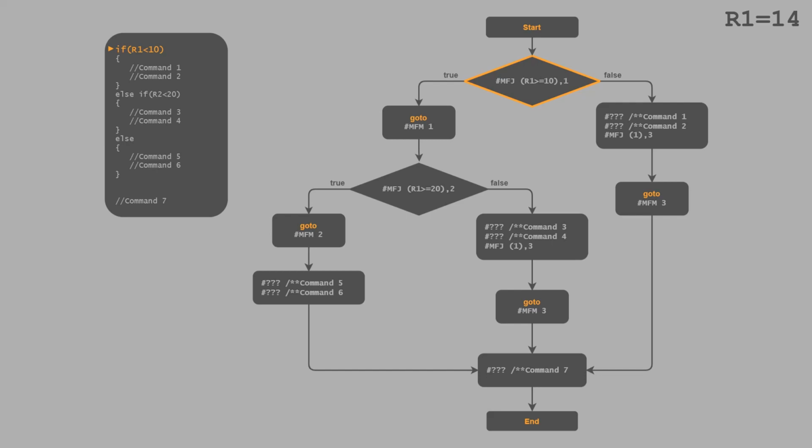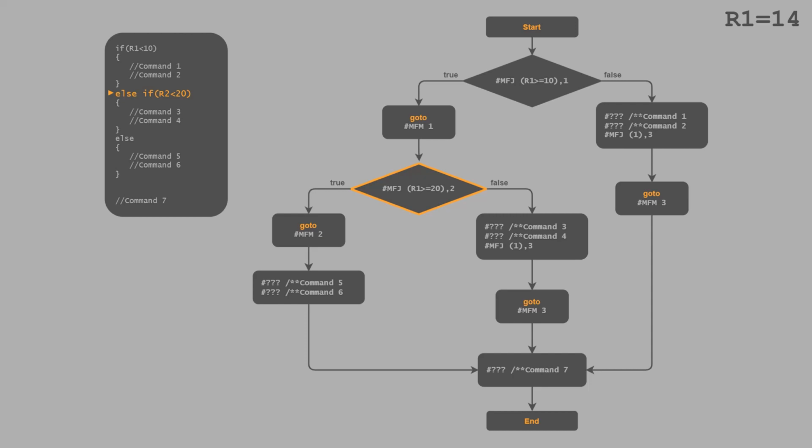The second parameter specifies the jump marker. A maximum of 100 markers can be set. A marker can also occur several times in the macro. In our case, the jump condition is fulfilled because the register value is greater than 10. We therefore jump to marker 1.